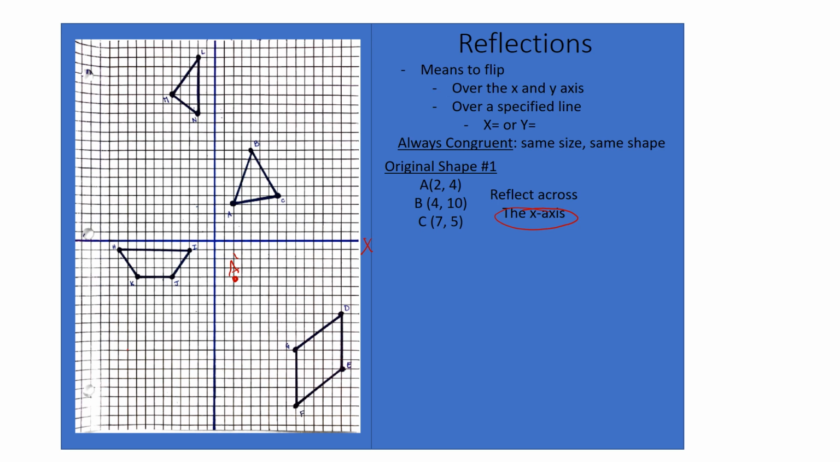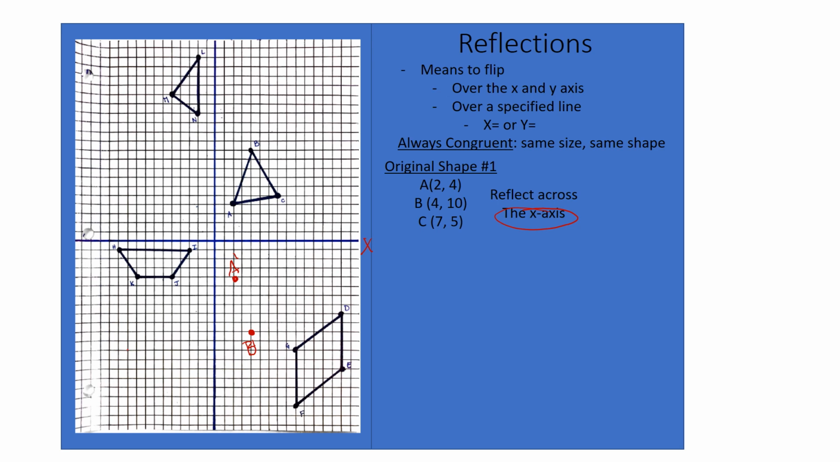I'm going to do the same thing with point B. I put my pencil on B and I count to my line, the x-axis. 1, 2, 3, 4, 5, 6, 7, 8, 9, 10. It took me 10 units to get to the line, so to flip it, to reflect it, I go over 10 more. And we're going to label that point B prime. All we're doing is counting, and we continue counting in a straight line towards the x-axis.